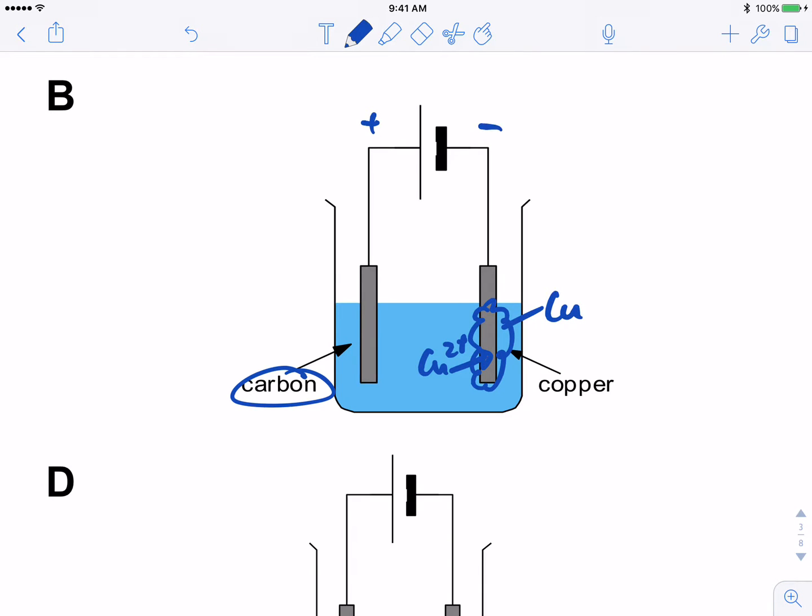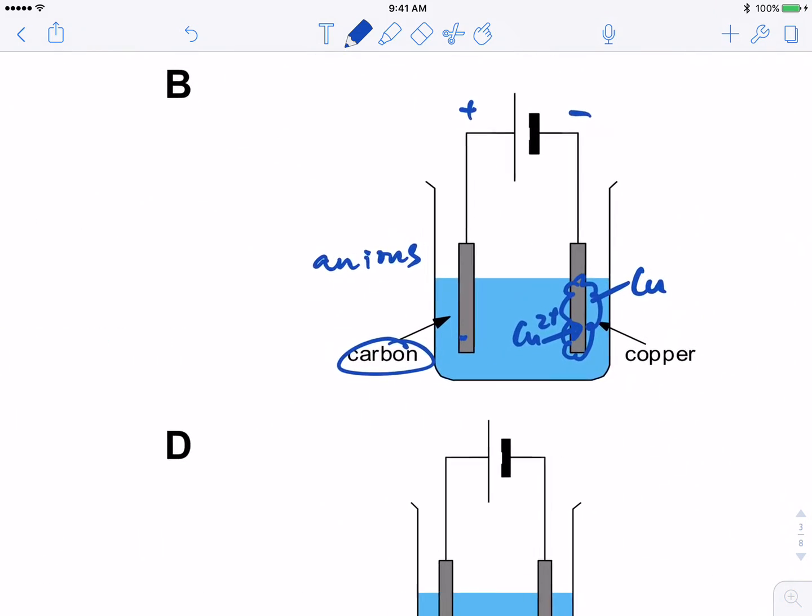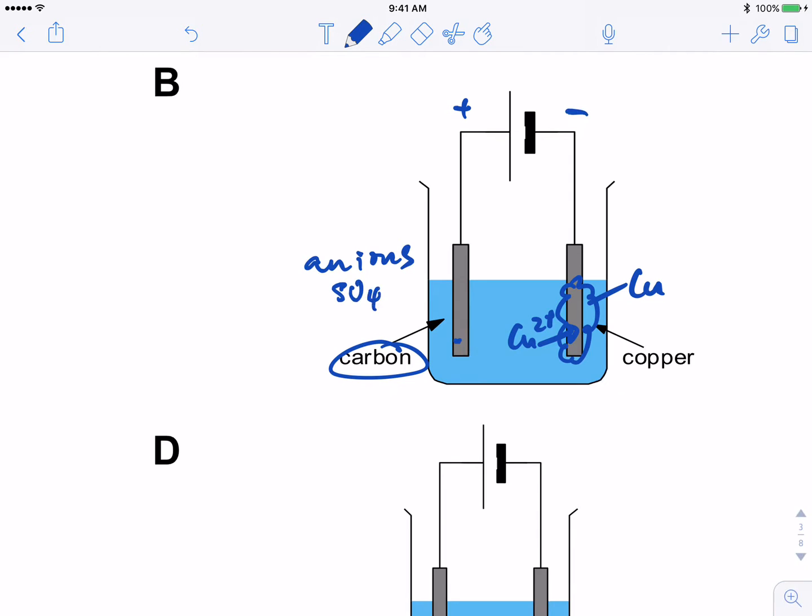What will happen at the carbon electrode? Since it's not a reactive electrode, we only need to look at the anions present. So what's the anion? Copper 2 sulfate. So it's either sulfate or hydroxide. It's definitely not sulfate, so the answer is hydroxide. So we can see that the product will be water as well as oxygen gas.